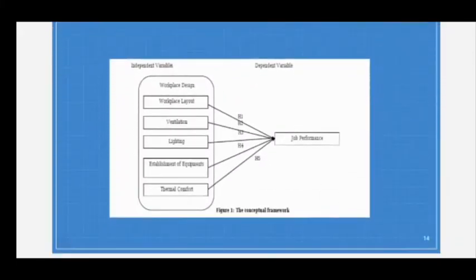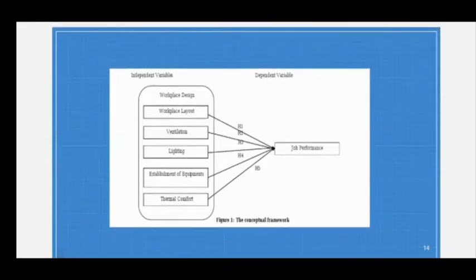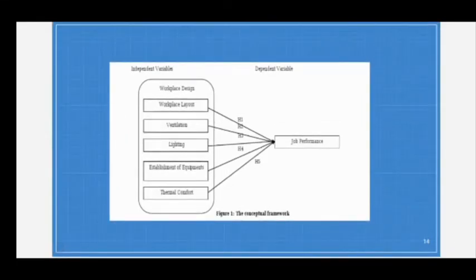Next is the conceptual framework. Based on figure 1, as you can see, we can tell that H1 to 5, or the workplace layout, ventilation, lighting, establishment of equipments, and thermal comfort, have significant relationships with job performance of employees.